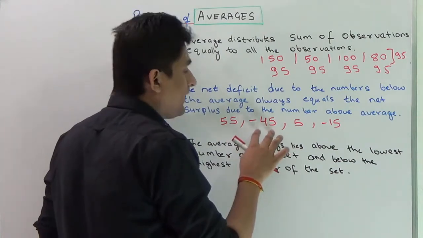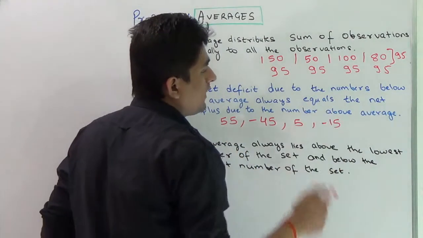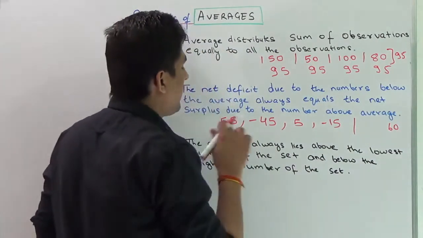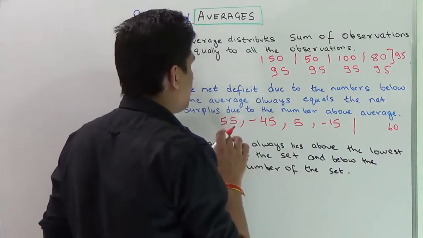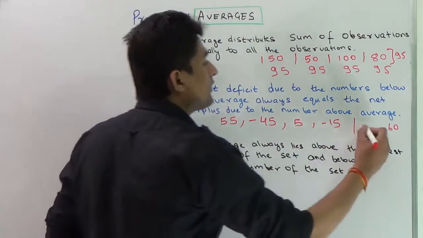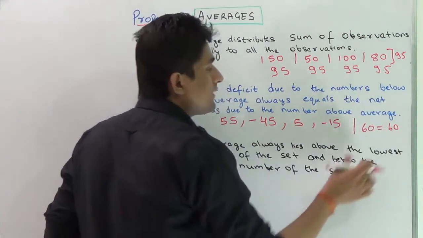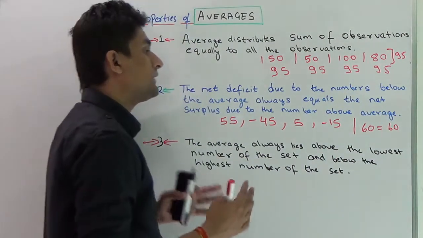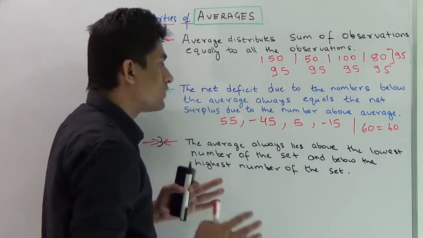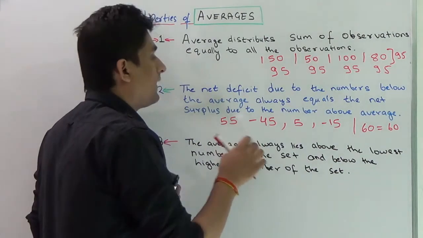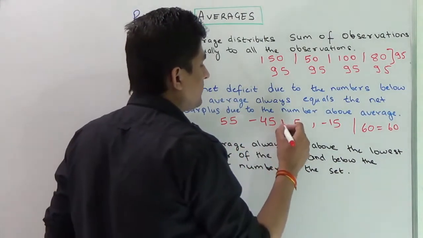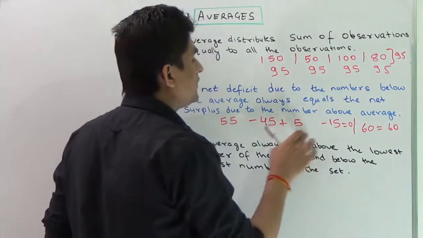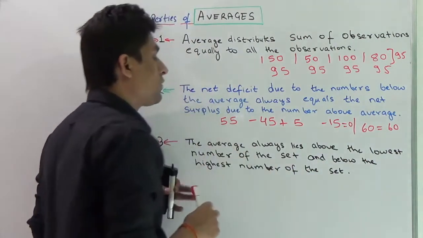And when we calculate the net deficit, that means minus 45 and minus 15, it will come out to be 60. Net deficit is 60, and if I calculate net surplus, which will come out to be 55 plus 5, which is 60. That means net surplus is always equal to net deficit. This point says this thing. One thing you should also note, that if I add all the deficit and surplus amounts, it will be equal to 0. This point should be clear.